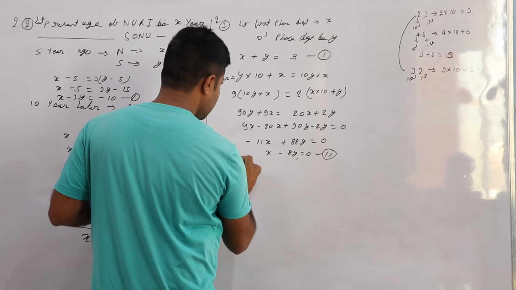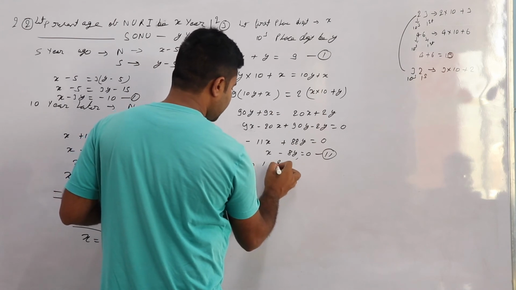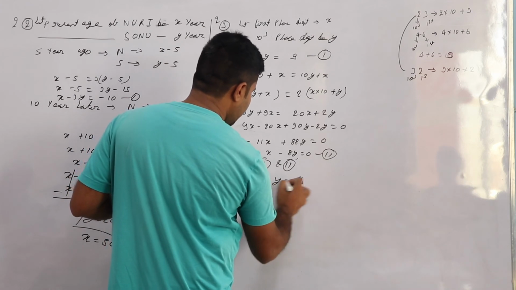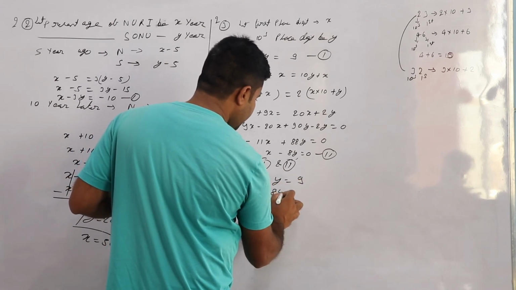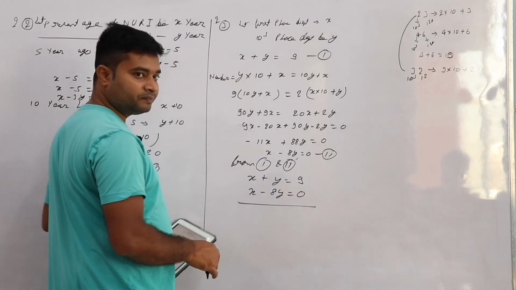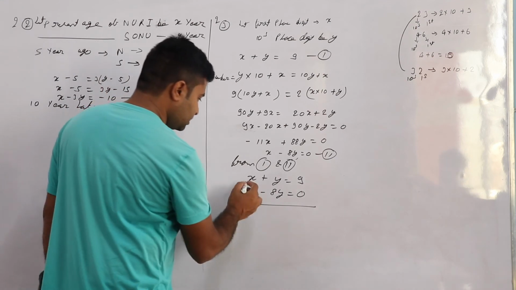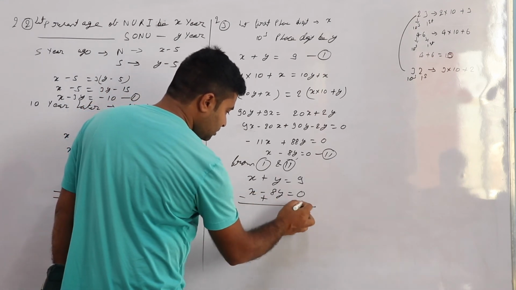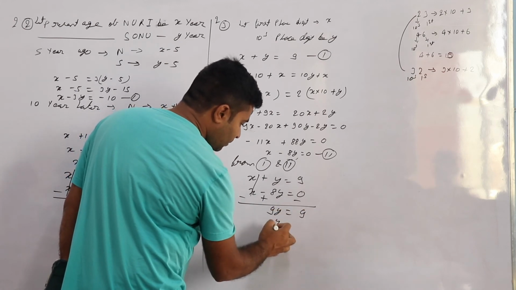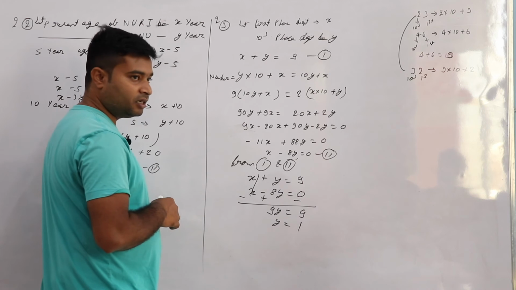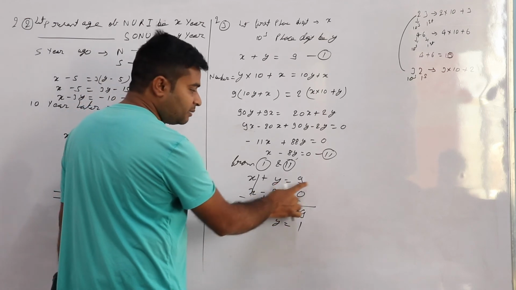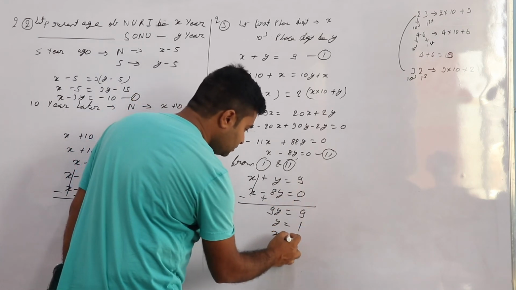Now use this, from 1 and 2. So x plus y is equal to 9, and x minus 8y is equal to 0. X is the same. So change the sign, minus plus minus, cancel. 9y is equal to 9, so y is equal to 1. If you put y is equal to 1 here, 9 minus 1 is 8. So x is equal to 8.